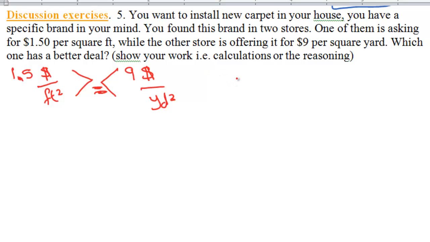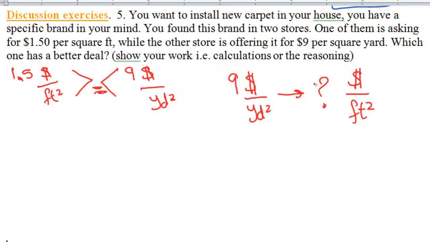So for example, if we converted $9 per square yard to dollars per square foot and we got an answer that is less than 1.5, then that means $9 per square yard is less than $1.5 per square foot. While if we got bigger than 1.5, then this means that $9 per square yard is bigger than $1.5 per square foot. And that's what will determine our decision, which is the better deal. So let's go ahead and convert $9 per square yard and see what will be its equivalence in dollars per square foot.